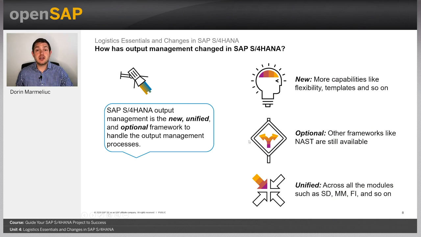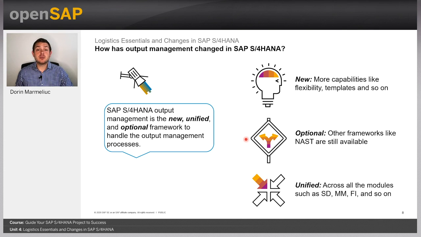Our third question is, how has output management changed in SAP S4HANA? It has and it hasn't, depending on how you're looking at the question. You can remain in the old world or step into the new world of S4HANA. By that I mean, SAP S4HANA Output Management is recommended to be used, but it is not mandatory. It is a new, unified, and again, optional framework to handle the output management processes. It has more capabilities like flexibility, templates, and so on.